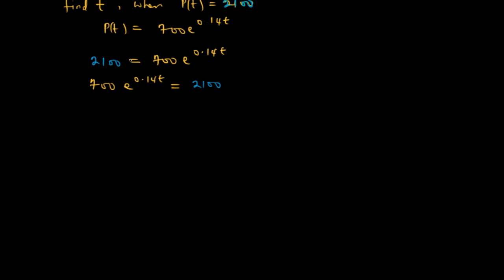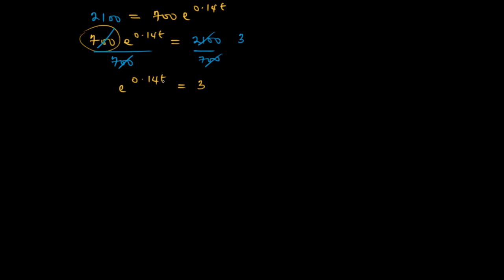Like the skills we have gained in the past videos, to find t, I need to remove all barriers around t so I can finally reach t. Now the first barrier I have is 700. How do I clear 700? By dividing both sides by 700, and then this goes off. So 700 in 2100 is going to be 3. So what you have here is e to the power 0.14 t equals 3.